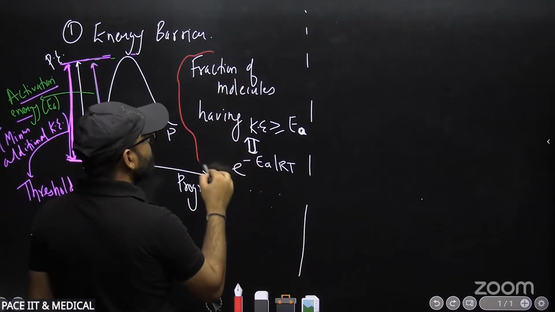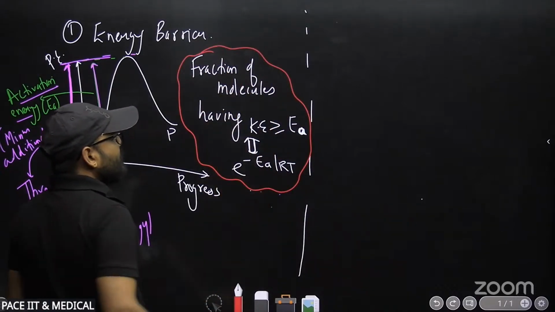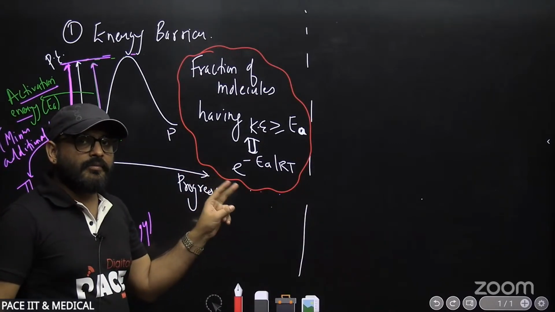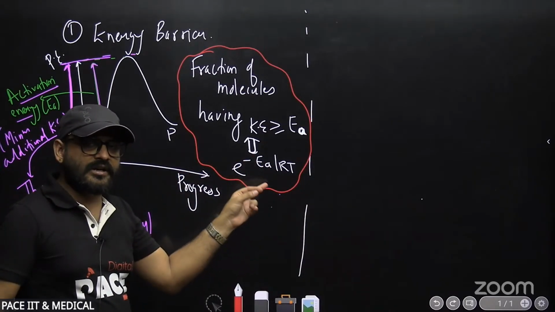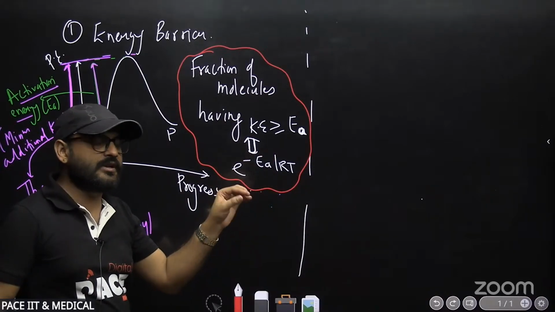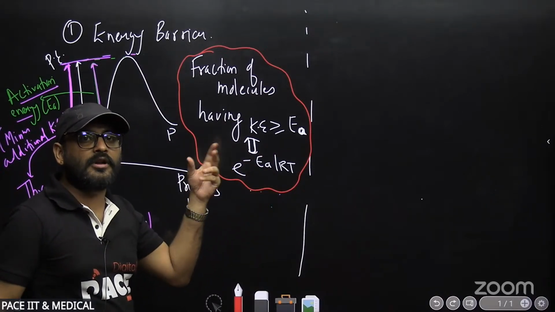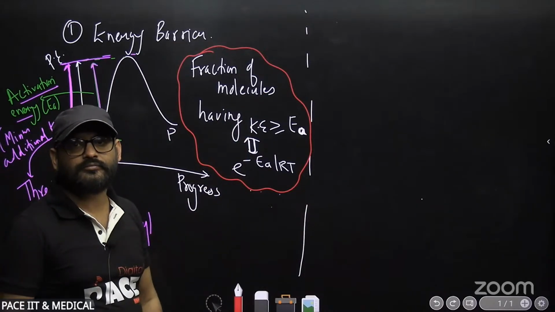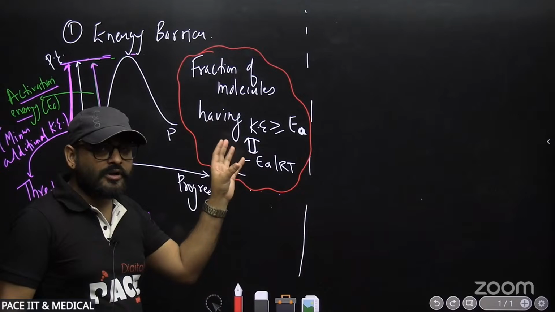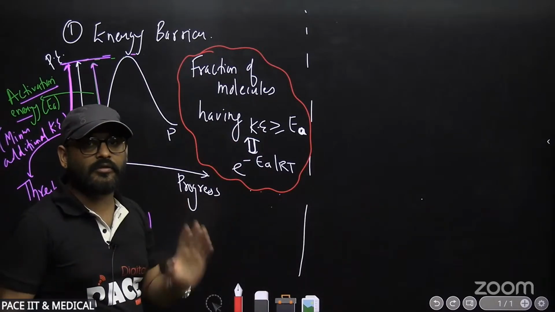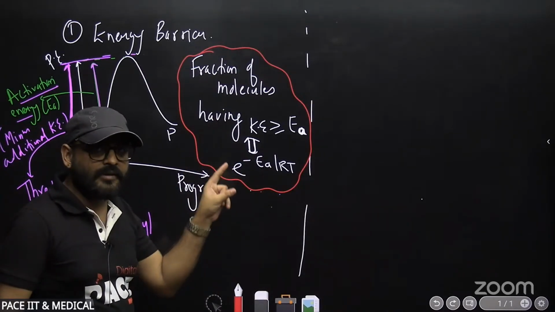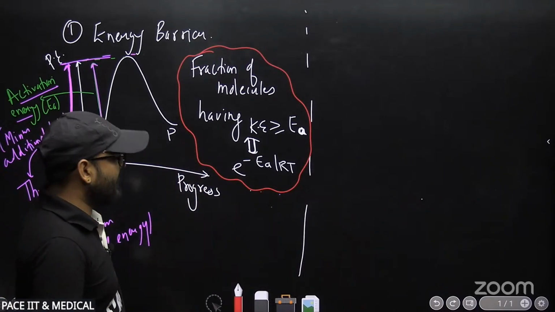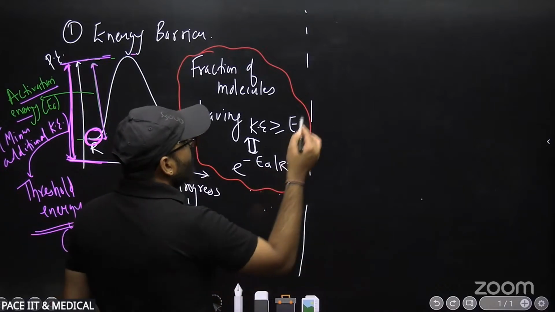You have to remember this thing correctly. What does this e raised to the power minus EA by RT represent? EA is activation energy, R is the universal gas constant, T is temperature. This represents the fraction of molecules that have energy greater than or equal to EA. This means these molecules are available for effective collision. These are good molecules, good from the point of view of effective collision. So now, orientation factor.